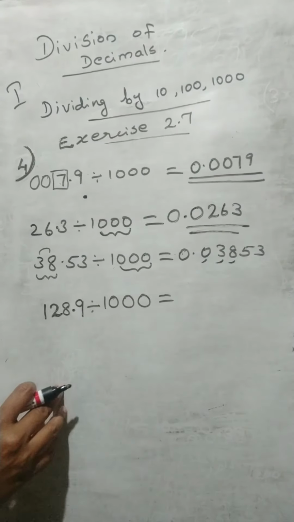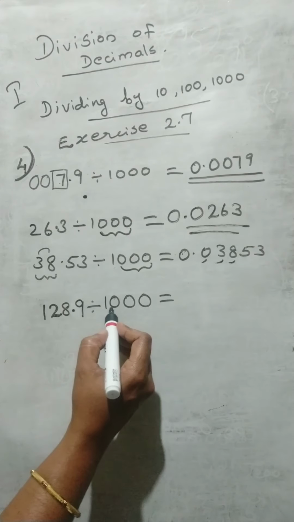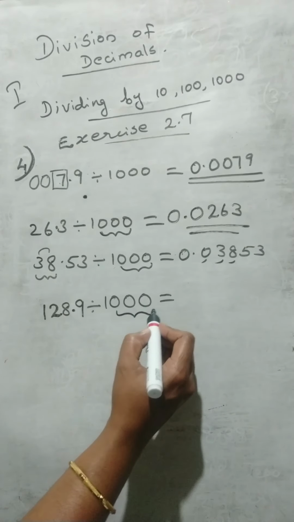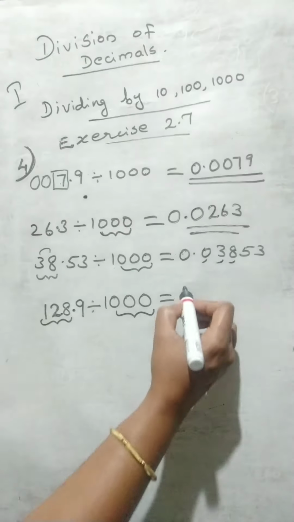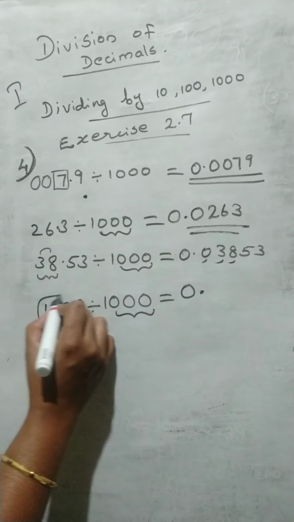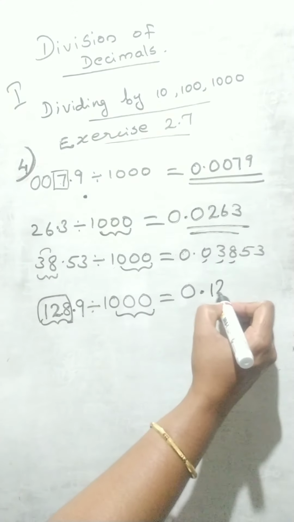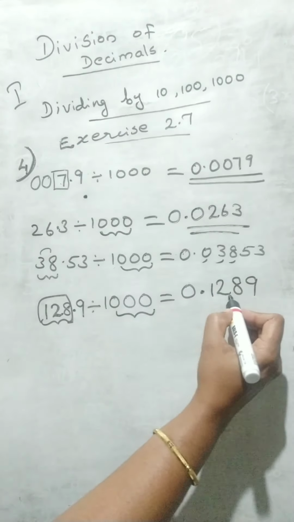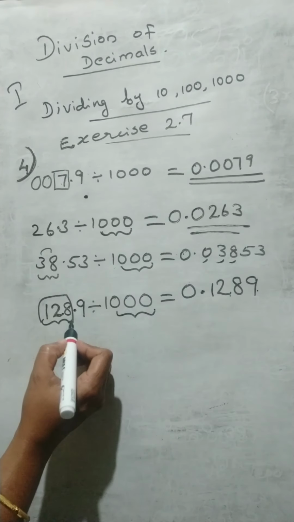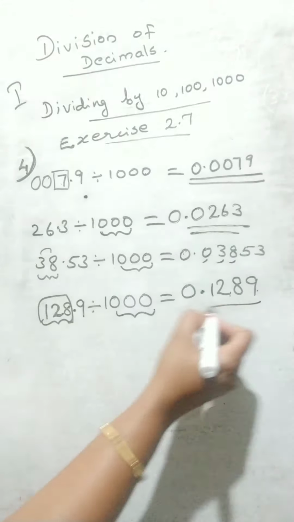Here the question is 128.9 divided by 1000. 3 zeros are there, 3 digits are here. So we have to take all these digits and write them after this decimal point. So 0.1289. The 9 is already there after this decimal point, so we have to keep it there.